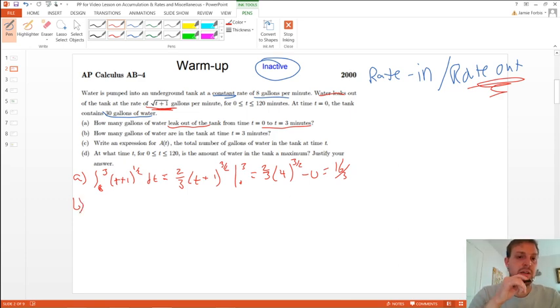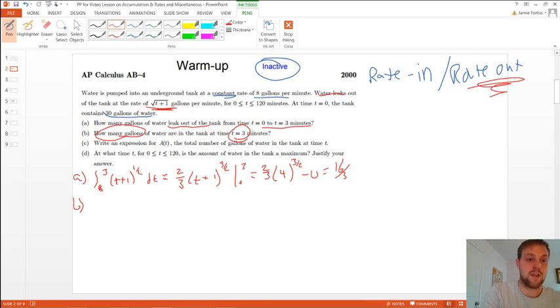B says how many gallons of water are in the tank at time equals 3 minutes. All right. Now, we're going to come up with our formula for part B. I want to know how many gallons are in my tank at a specific time. With rate in, rate out problems, you have a specific formula that you follow to figure out how many gallons you have at any given time. I'm going to write it out on the summary page, but just remember it's pretty much the initial value plus the integral of rate in minus rate out.